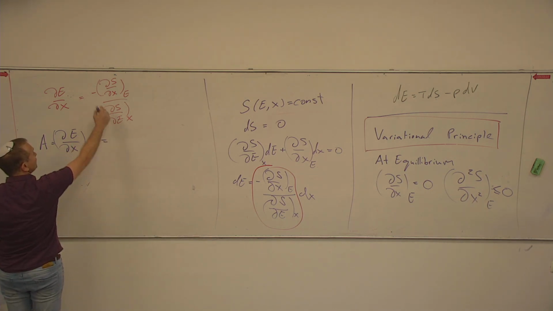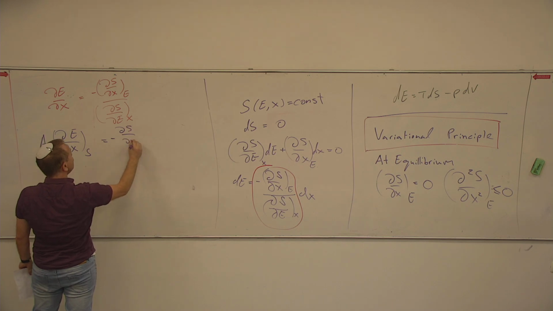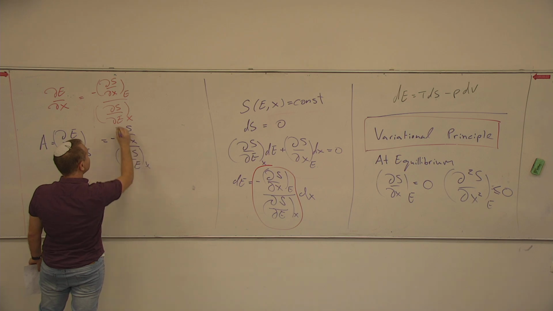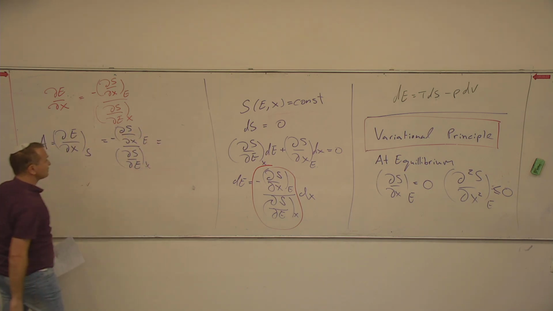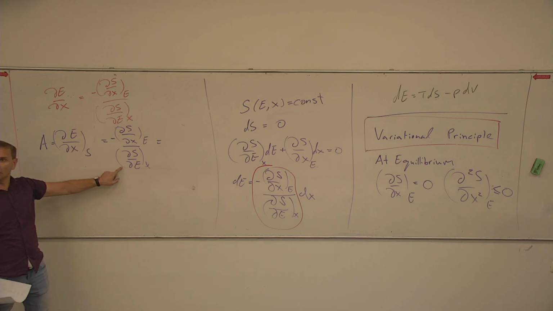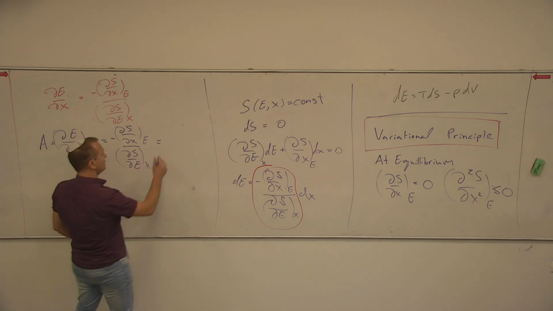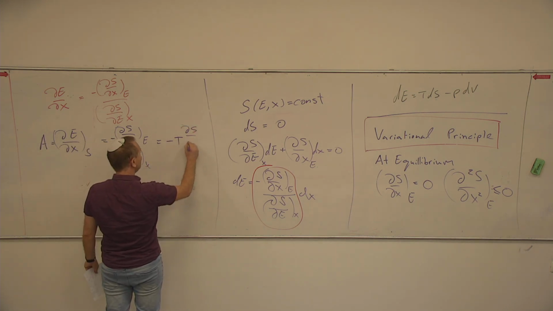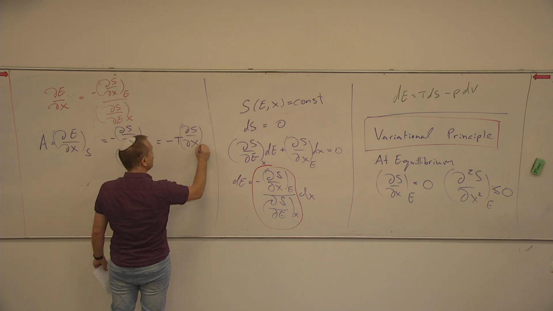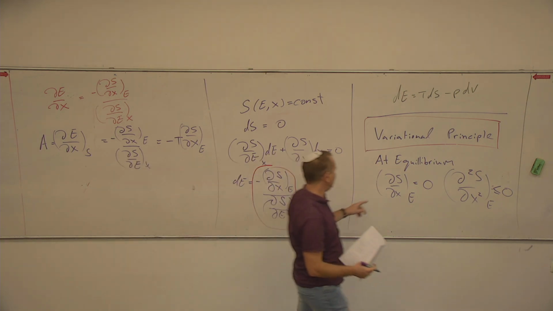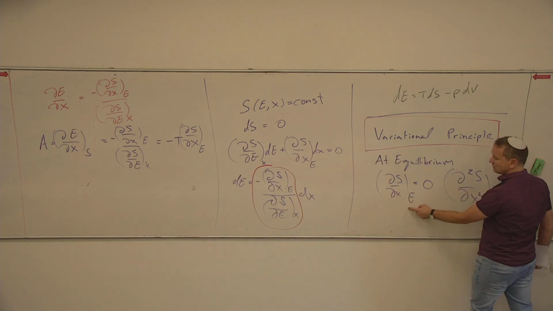This is whatever is written over here: minus ∂S/∂x divided by ∂S/∂E. This is x, this is E. Let me rewrite it. What is ∂S/∂E? It's 1 over T. So I have minus T ∂S/∂x with constant energy. But ∂S/∂x with constant energy equals 0.